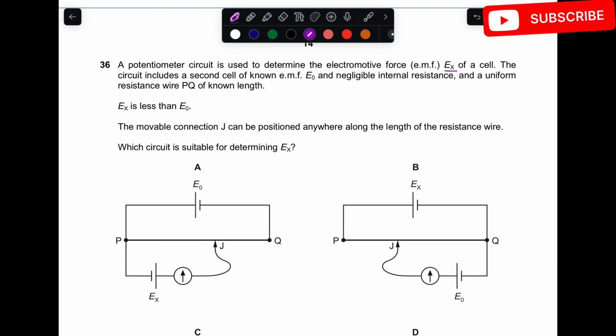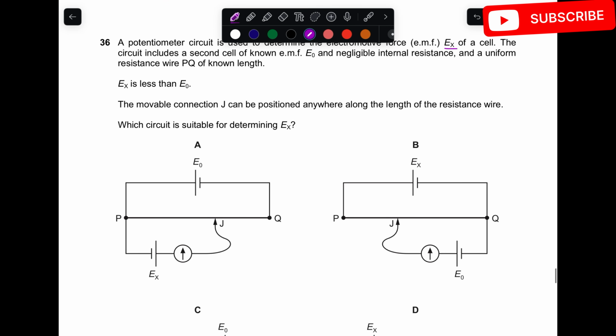Ex is less than E naught. Okay, so this is the primary condition, that Ex is less than E naught. The movable connection J can be positioned anywhere along the length of the resistance wire. Which circuit is suitable for determining Ex?